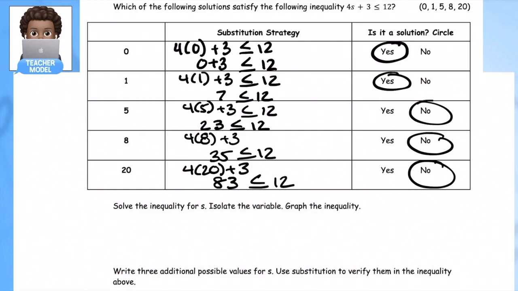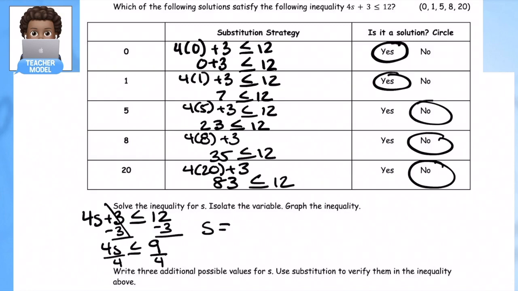All right, so let's solve the inequality the way we would a 2-step equation. 4s plus 3 is less than or equal to 12. I will deal with our constants first. So 4s is less than or equal to 9. And let's divide both sides by 4. So I get s, see, 9 divided by 4 is 2 with 1 out of 4 left over. So s is less than or equal to 2 and 1/4.